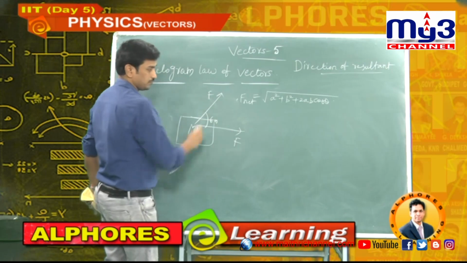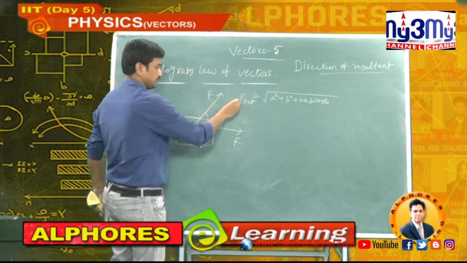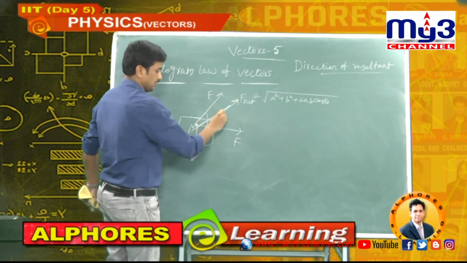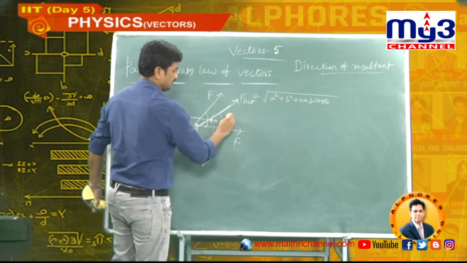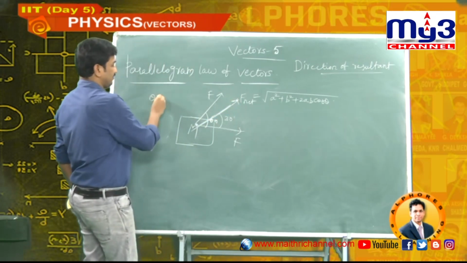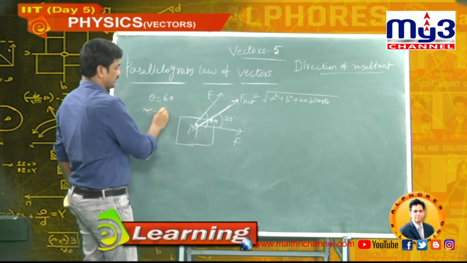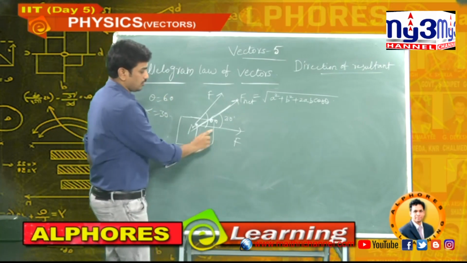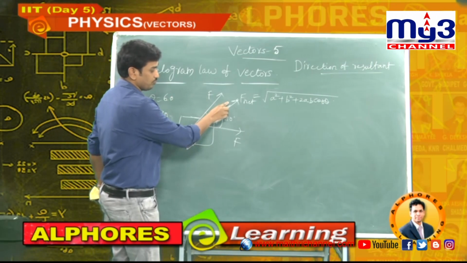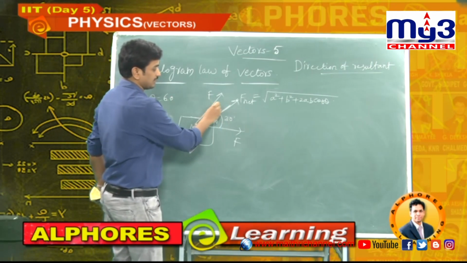Angle 60. Now what is the resultant? Theta value 60, alpha value 30. Because the two forces are equal, the resultant force is bisecting, so this is also 30.